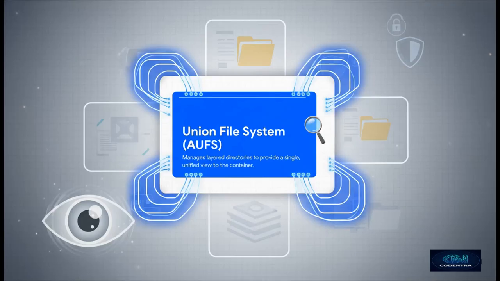But wait, if it's just a bunch of separate directories stacked like pancakes, how does the application inside the container see a normal file system? Enter the Union File System, or AUFS as it was originally popularized. It essentially acts as a powerful optical illusion. It manages these multiple layered directories and stitches them together seamlessly. So the container looks down and just sees one unified, cohesive root file system. It has absolutely no idea it's standing on a stack of pancakes. And because of mount namespaces, it does this entirely in isolation, preventing these layered overlays from polluting your actual host environment.